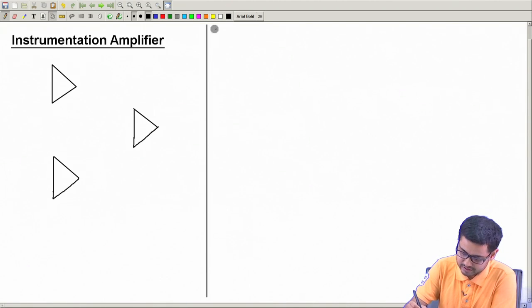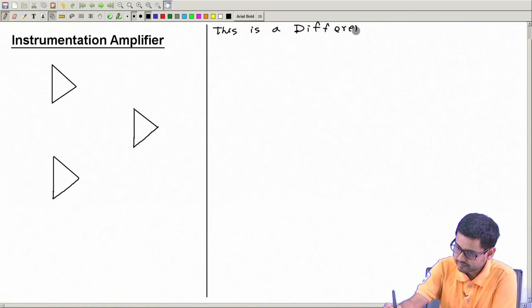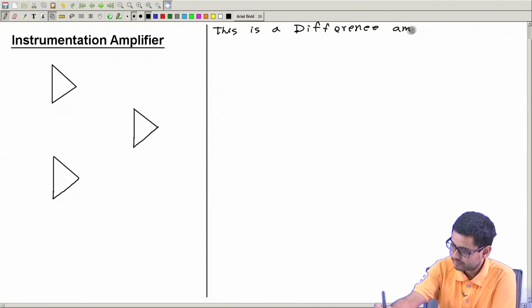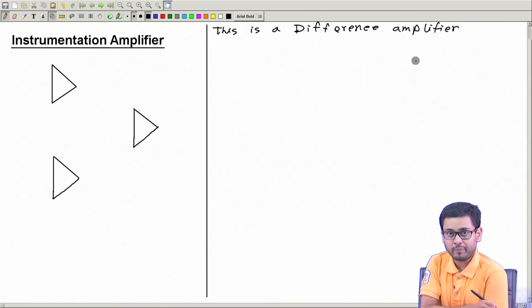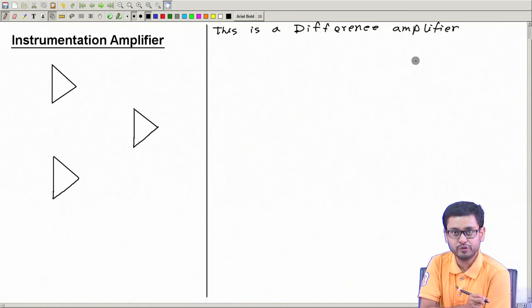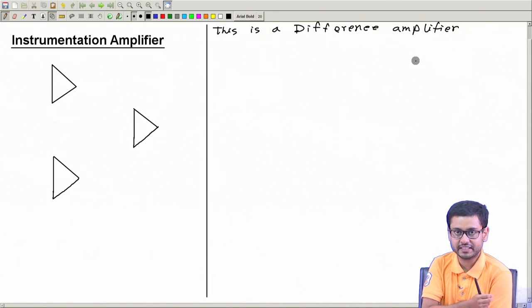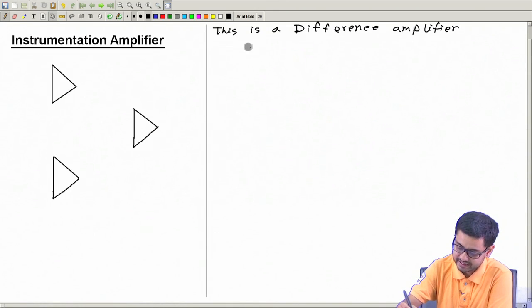Number 1, this is a difference amplifier. What is a difference amplifier? A difference amplifier is an amplifier which takes the difference between 2 values, 2 voltages and amplifies it. So, it is like this.